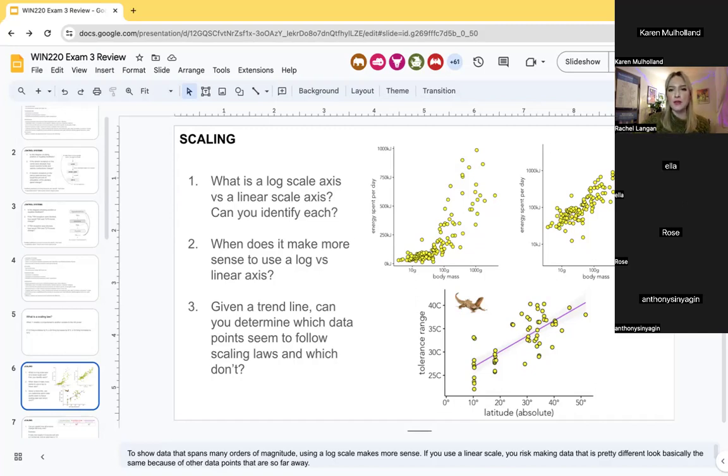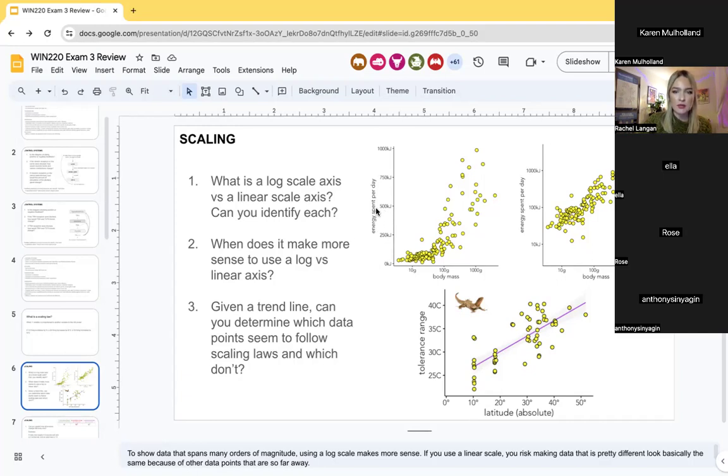So for every axis here, you should be able to identify whether it's log or linear. So here, let's try to identify this one. It says energy spent per day. We have 250, and then we go to 500.